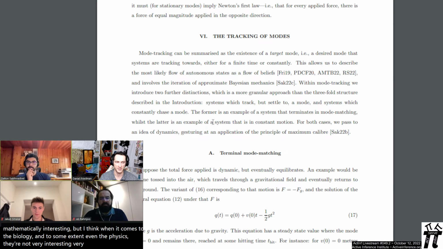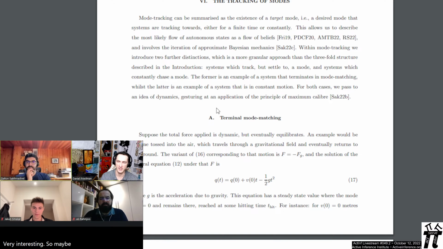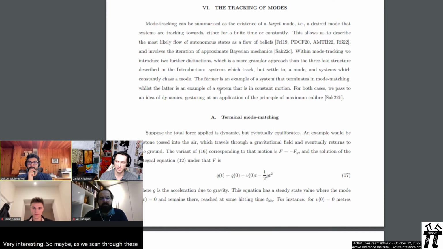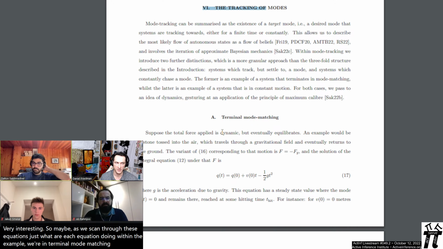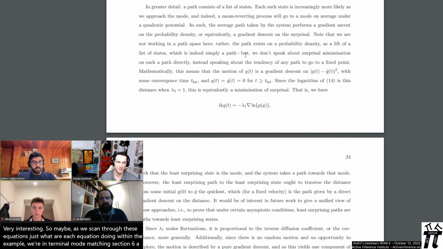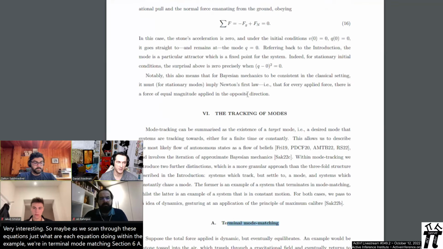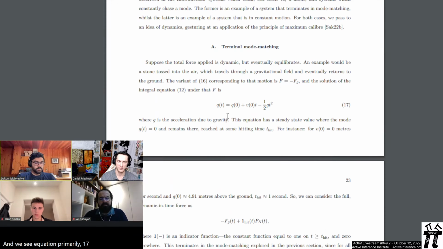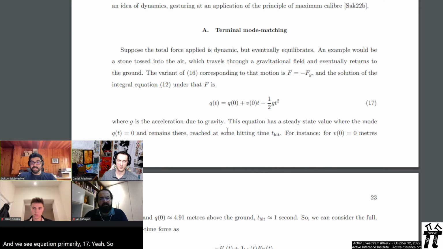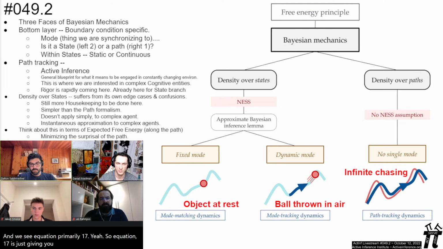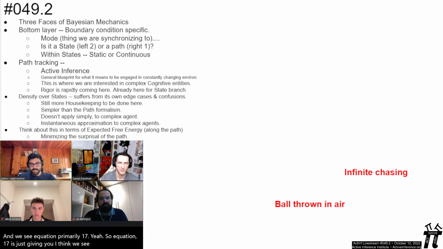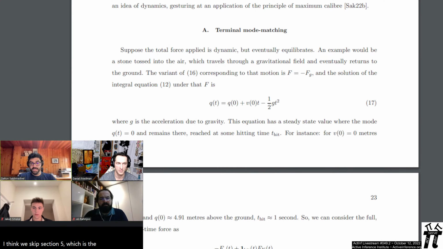Very interesting. So maybe as we scan through these equations, just what is each equation doing within the example? So we're in terminal mode matching, section 6A, and we see equation primarily 17. Yeah, so equation 17 is just giving you, I think we skipped section 5, which is the mode matching.